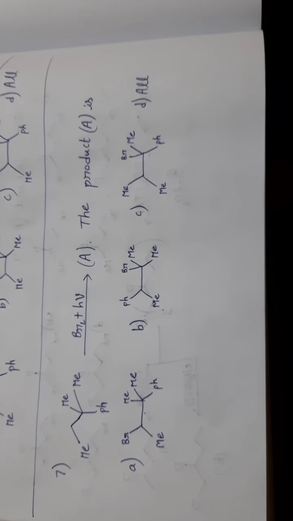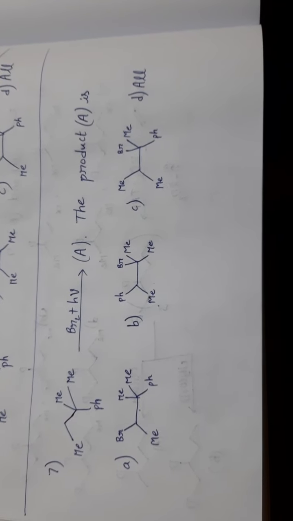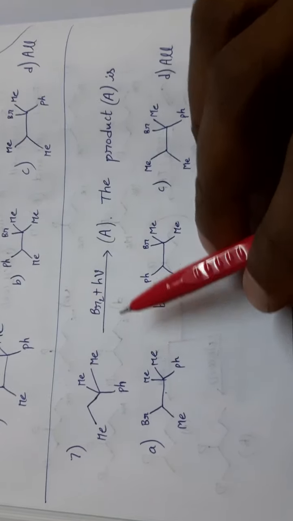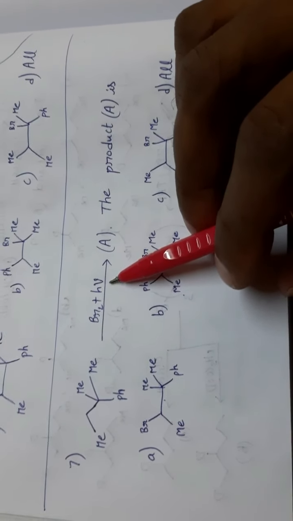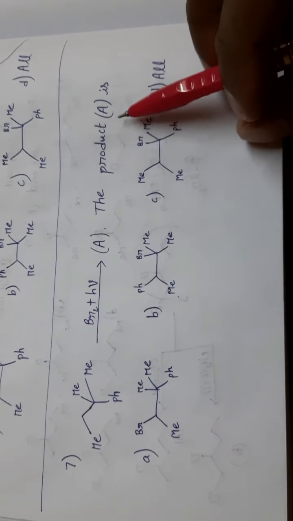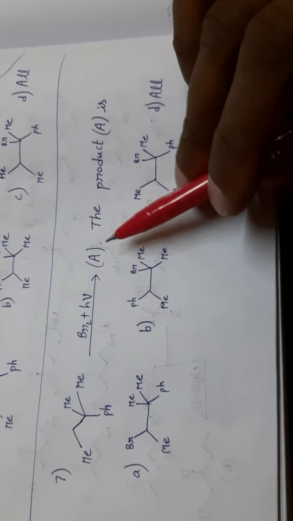In the previous video, we completed some of the questions related to the IIT Mains exam. Now, see the next one. This compound is treated with bromine in presence of hν (light) and gives A. The product A is? So, we have to identify the product in this reaction.